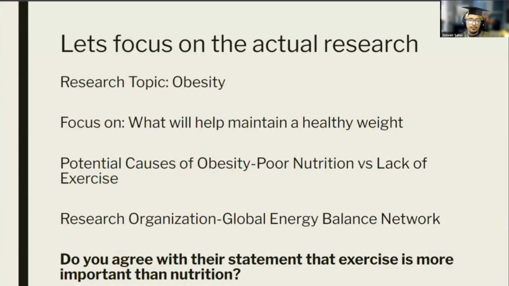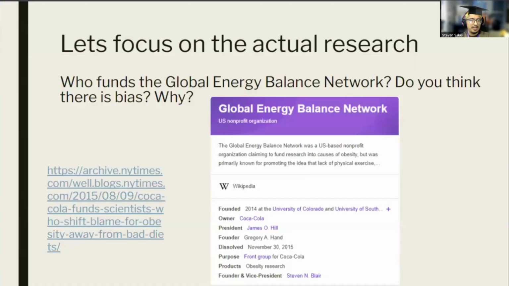Hopefully you did not agree with it, because the first result of the Global Energy Balance Network that showed up, this organization shouldn't be trusted, is that we find out quickly who funds this organization, the Global Energy Balance Network. Do you think there is bias? So if you didn't do a Google search, I have a screenshot right here. Who funds this organization, this network?